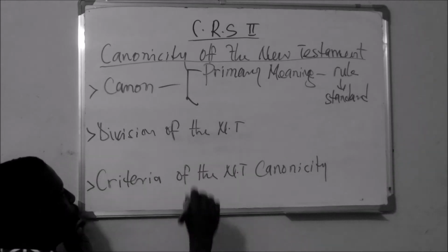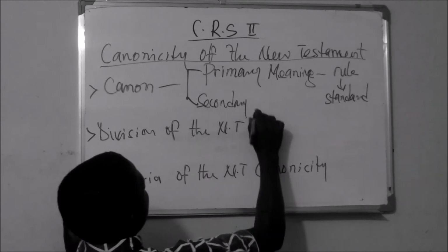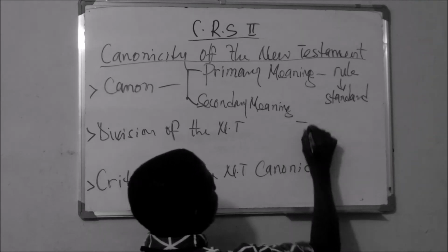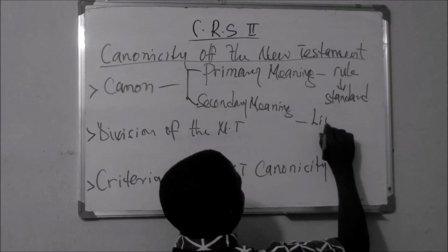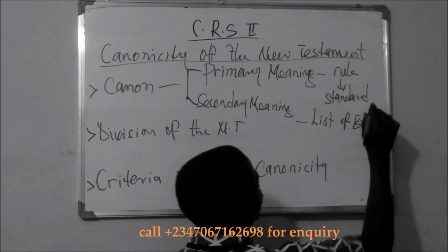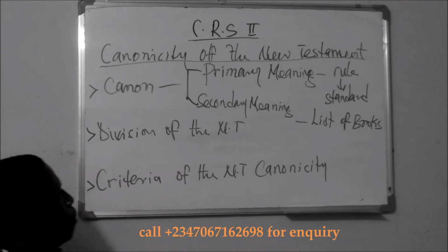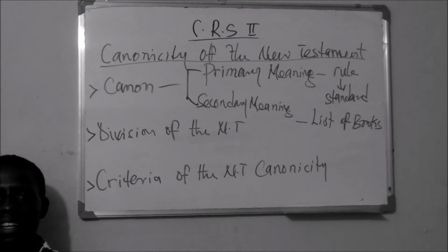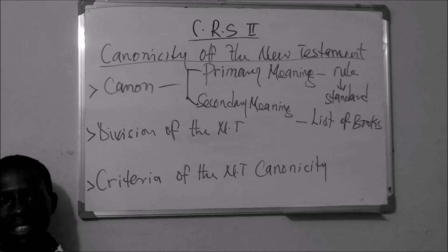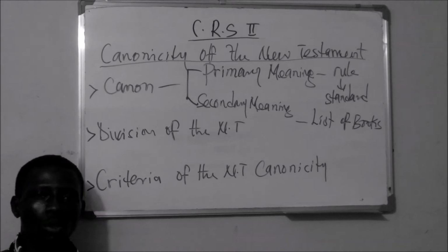Then, in its secondary meaning, canon simply means a list of books accepted into the scripture. In simple terms, canon now simply means the accepted list of books of the Bible, particularly the New Testament.